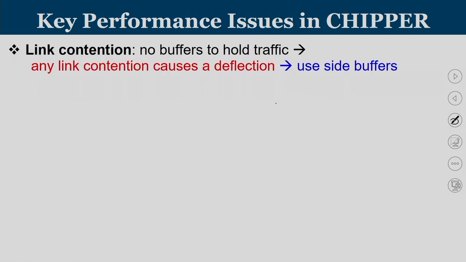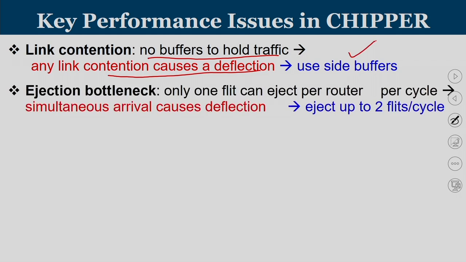First one is link contention. Since there are no buffers to hold the traffic, whenever there is contention, when two packets are looking for the same output port, one of these packets is deflected away from the destination. So, it is going to get a non-productive port. So, how can that be handled? The concept is known as side buffers. All the flits that are to be deflected may be kept in side buffers.